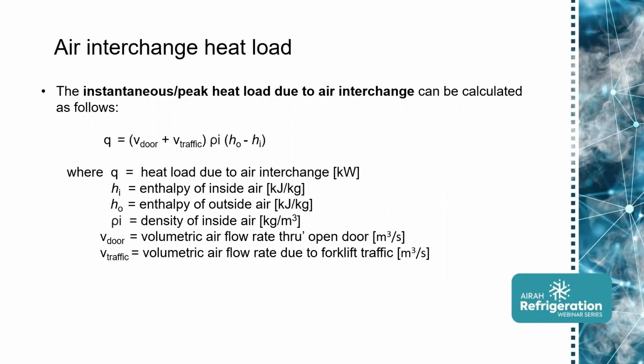Now, if the instantaneous load due to interchange is considered as the source of the heat load, the formula is shown here. Q, which is the load due to interchange of the peak heat load, is the sum of V door plus V traffic, and rho I, which is used previously, and same thing, HO, HI. V door being the volumetric airflow rate through the open door, and V traffic being the volumetric airflow rate due to the forklift entering the open door.